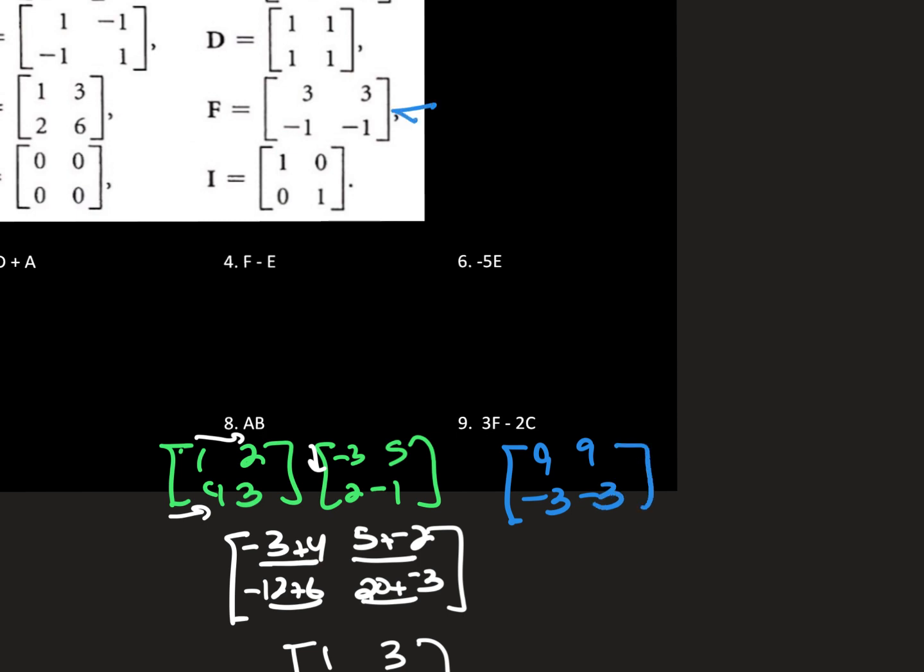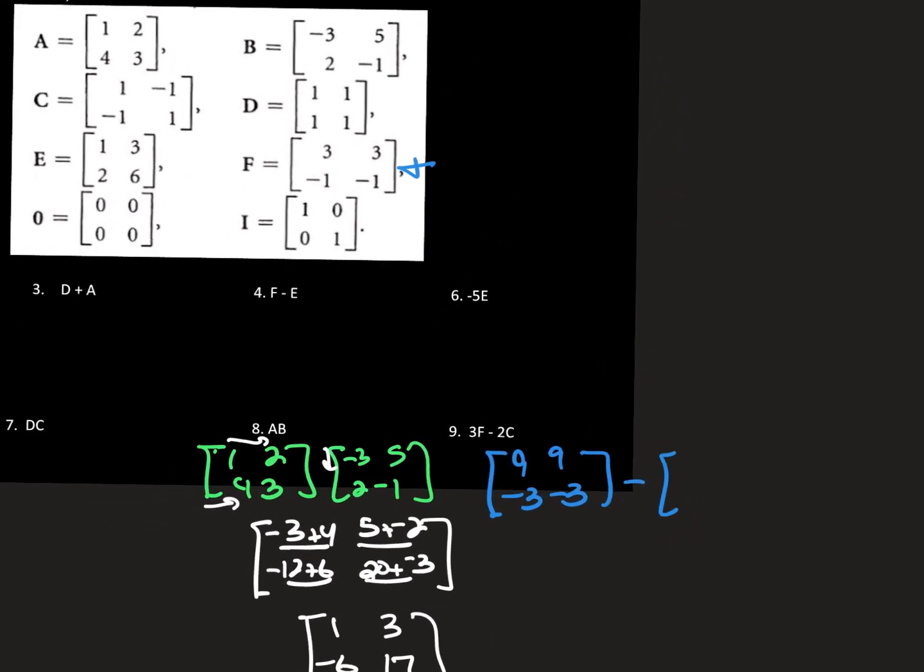Just looking at that one right there. Minus 2 times C. So I'm gonna put the minus sign there, and I'm gonna do 2 times C. What is C? I see it. C is all those ones and -1. So it's gonna be 2, -2, -2, 2. Then I'm just gonna subtract straight across. 9 minus 2, 9 minus -2, -3 minus -2, and -3 minus 2. And there's your final answer. So a bunch of matrix stuff right there.